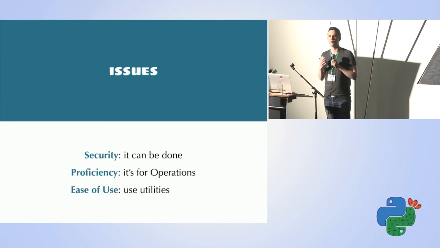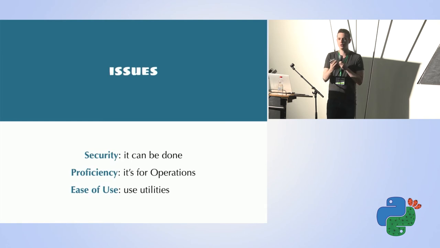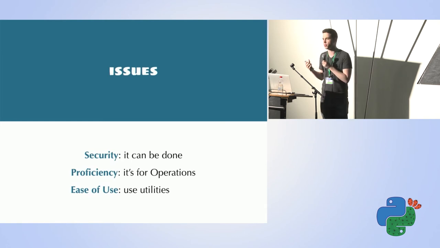That's something you need to take into consideration when you use this approach. The second issue is proficiency. Can you really expect your end users to be able to write working Python code? But again, I'm not talking about end users, am I? I'm talking about your operation division. And if they do DevOps, they should be more than capable of writing several lines of Python code.